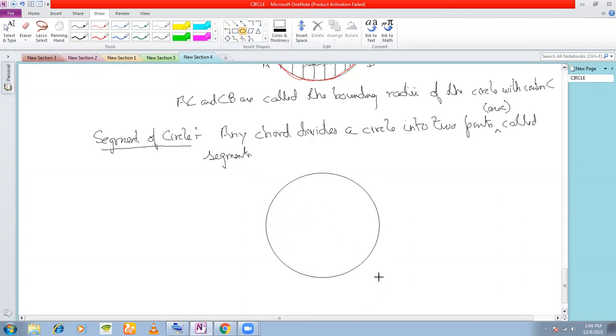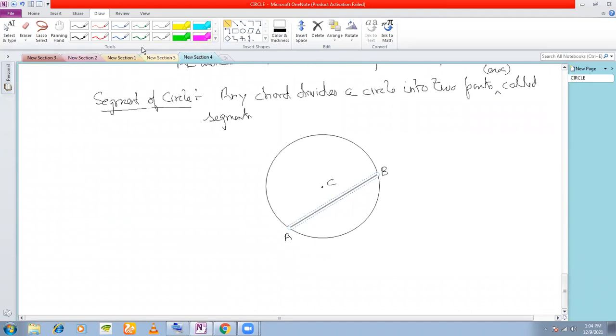Now let's see here what you mean by segment. You have a circle. Let's say center is C. And let's take 2 points, A and B, and you join these two. So AB becomes a chord of a circle, right? Now, if you see, this is the minor arc, right? This minor arc contains this area. This area is called the minor segment.